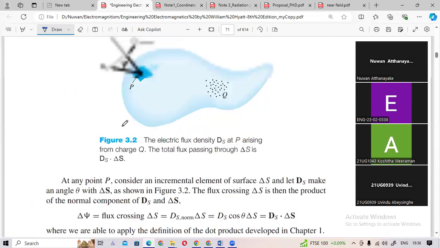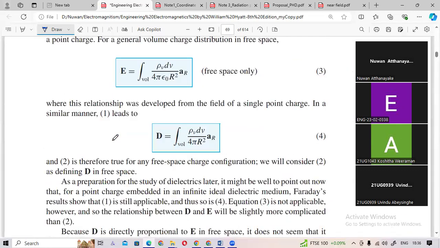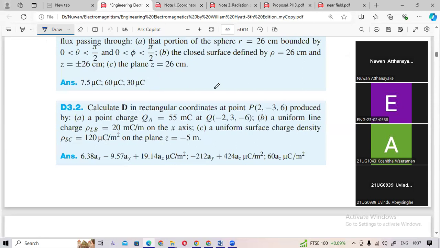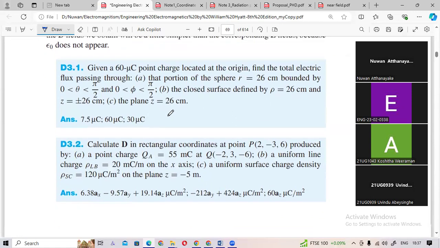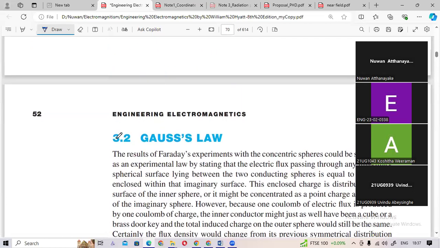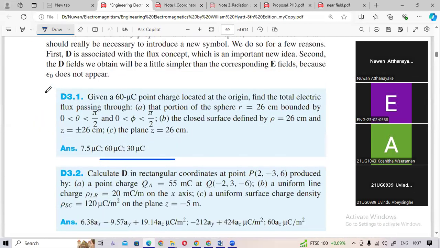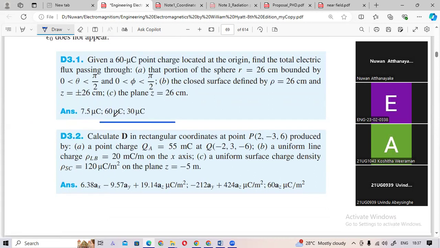Here you have to do some integration, and only the integration. You have to identify the integration limits and do the integration. I think the answer is there also, so you can try this and check it with the answers. If anyone couldn't do these examples, please contact me, or send me a WhatsApp message or something. Then I can help you to solve this.